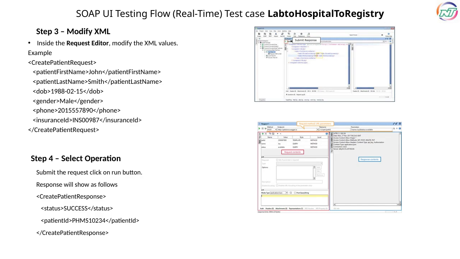In this step, you update the XML request inside the request editor to provide the necessary patient details. For example, you would enter the patient's first and last name, date of birth, gender, phone number, and insurance ID within the Create Patient Request tags. Once you've updated the XML with the correct data, the next step is to select the appropriate operation and submit the request by clicking the Run button.